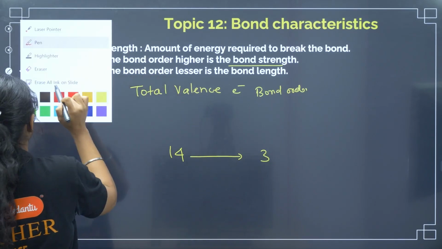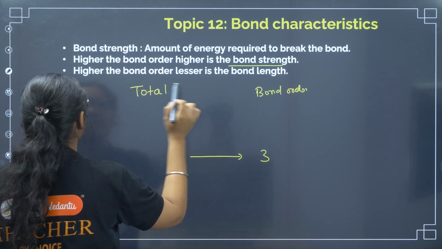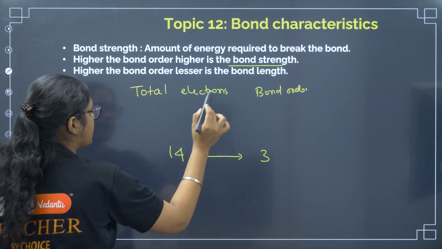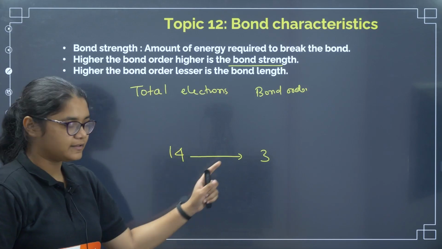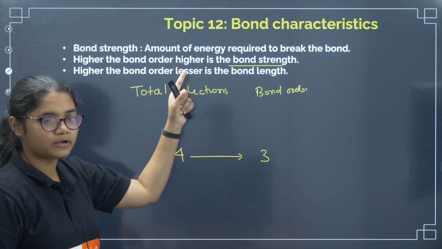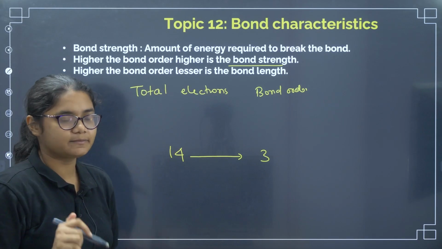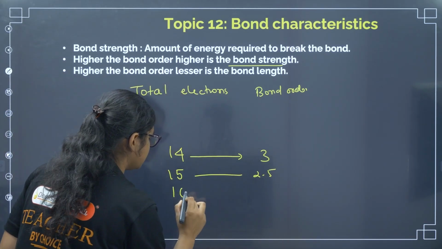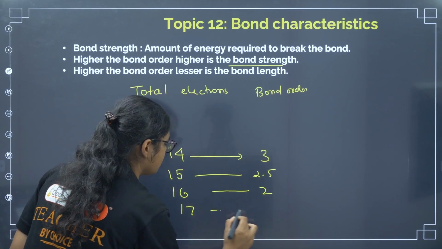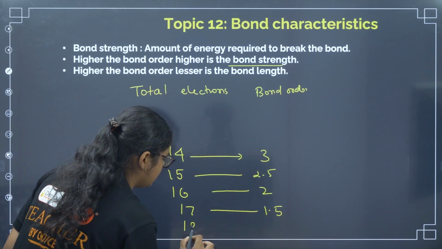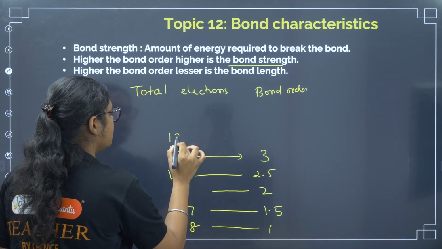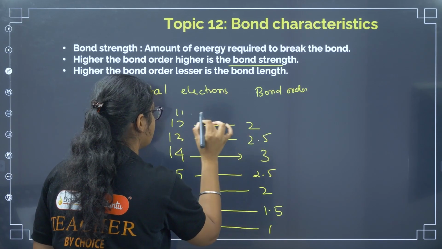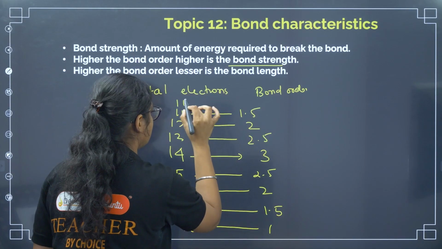Sorry, not total valence electron, it is total electron. Okay. Now when you go on the other side, this value will decrease by half. When you go above 14 or below 14, the value will decrease by half. So 14 to 15, it will become 2.5. If 16, it is 2, 17, 1.5, 18, 1, 13, again 2.5, 12, 2, 11, 1.5, 10, 1.